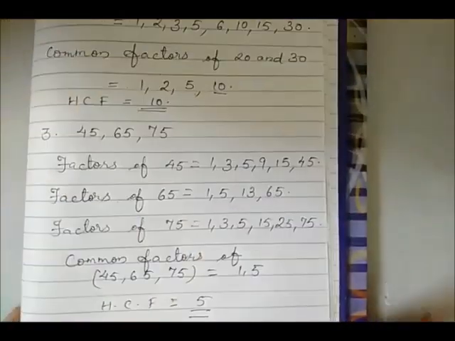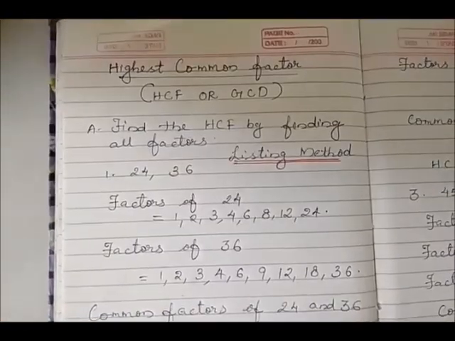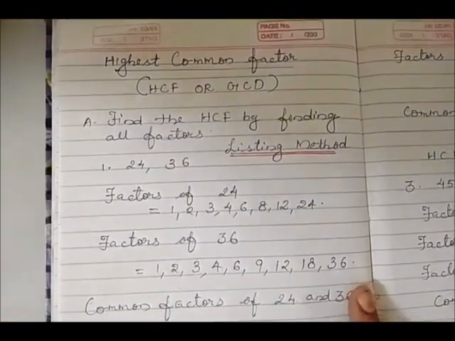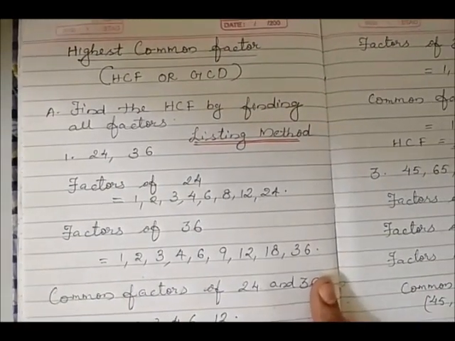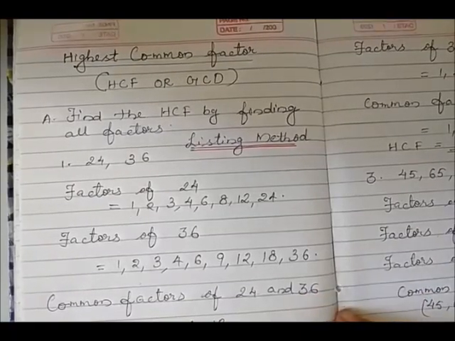Okay. So we have seen how to find the HCF by listing method. Hope this video was clear to you all. The next method, that is prime factorization method, I will show you in the next video.